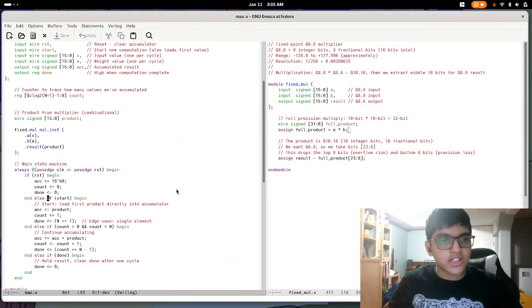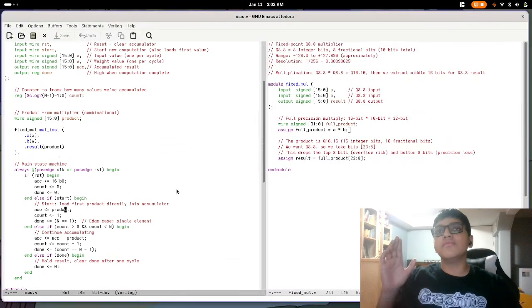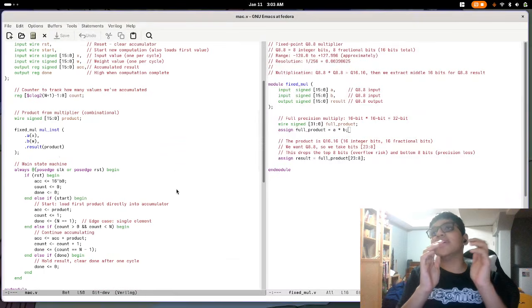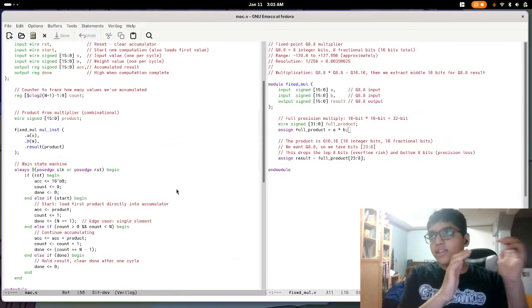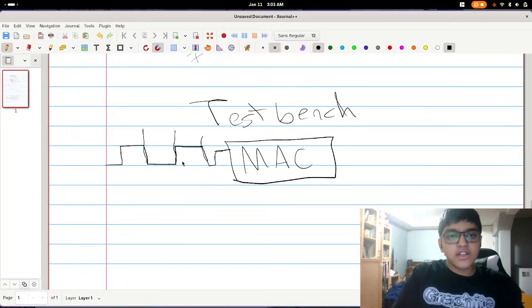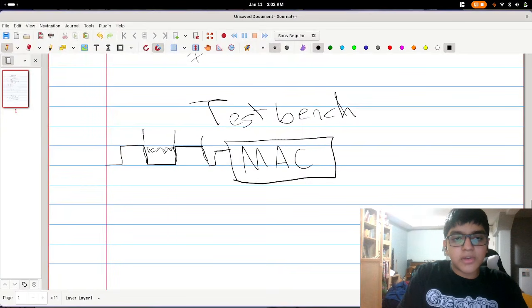On every clock cycle we add the product and what's already been accumulated into the accumulate. And the reason we need this period right here is this is when multiply happens.